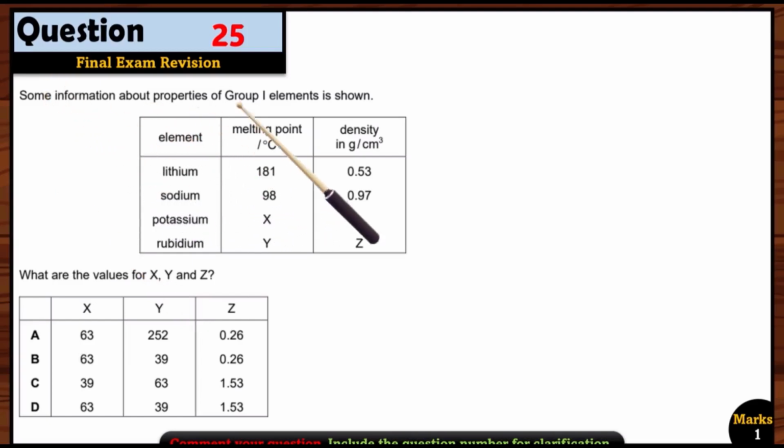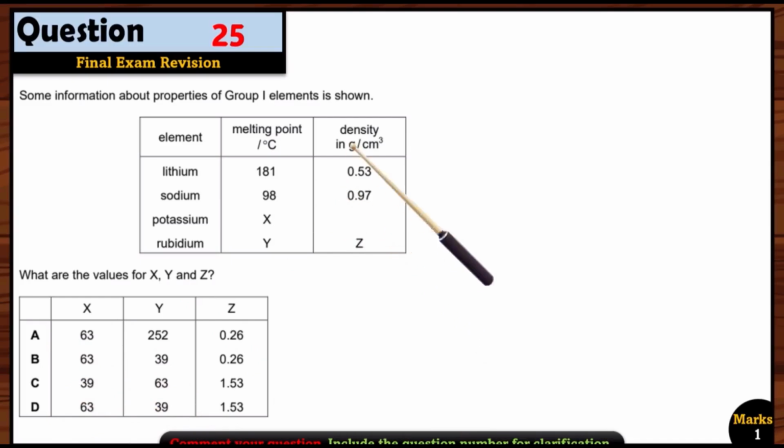Question 25. Some information about properties of group 1 elements is shown. What are the values of X, Y, and Z? Let's see the melting point. Of course, you can see the trend is decreasing down the group. So what should the melting point be for potassium and rubidium? We have to find that. So for X and Y, B can be the right option or D can be right.